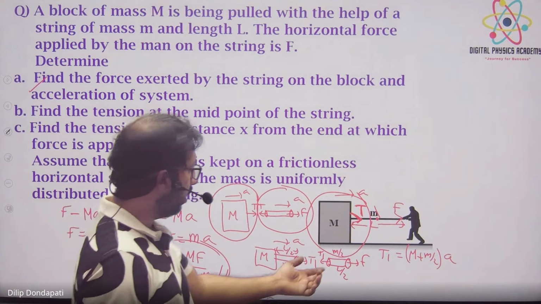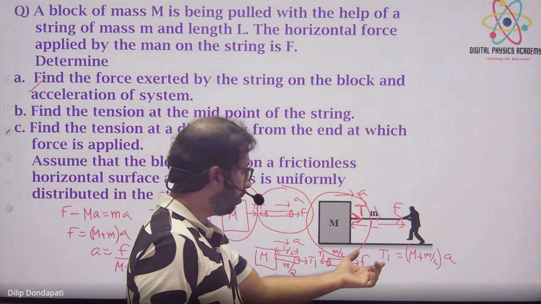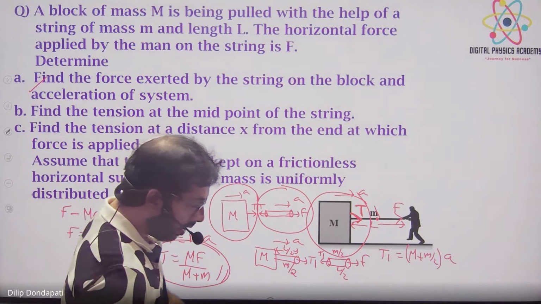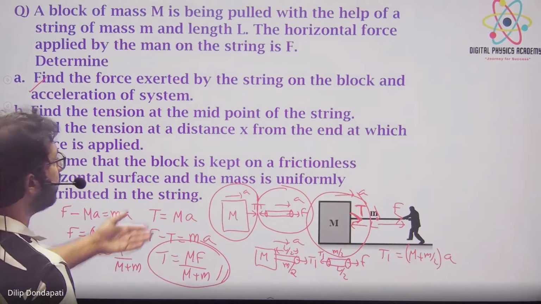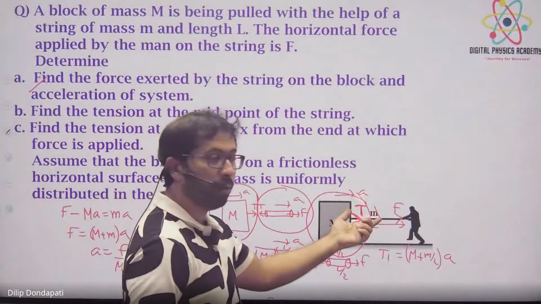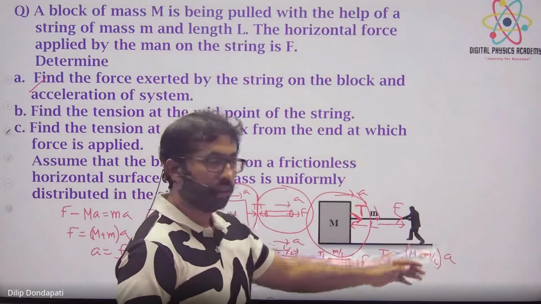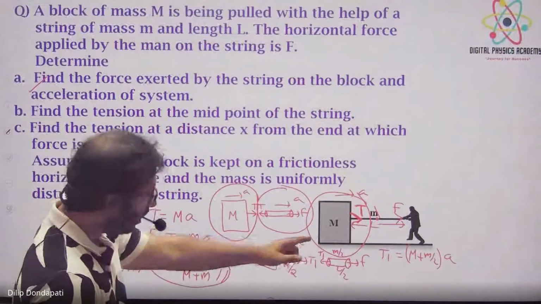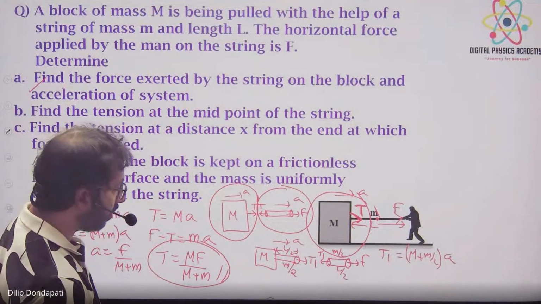So now solve either equation and substitute, and you will get the value of T1. So what is x? A distance, some x distance, not the midpoint. Somewhere at distance x, I will break it there. Now acceleration is net force by net mass, apply it, solve it, and it will come.